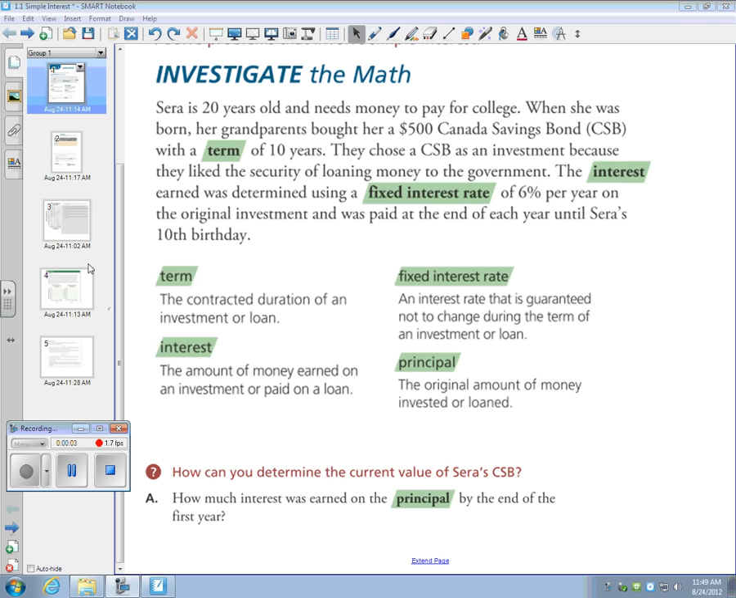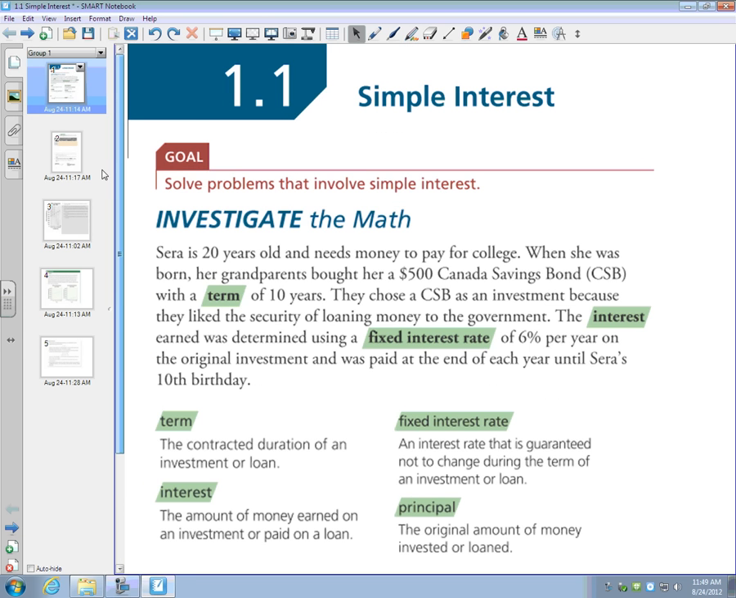Section 1.1, simple interest. Our goal is to solve problems that involve simple interest. Here's an example. Sarah is 20 years old and needs money to pay for college. When she was born, her grandparents bought her a $500 Canadian savings bond with a term of 10 years. They chose a CSB, so you're going to see throughout the textbook it'll say CSB, and that's what they mean: Canadian Savings Bond, as an investment because they liked the security of loaning money to the government.